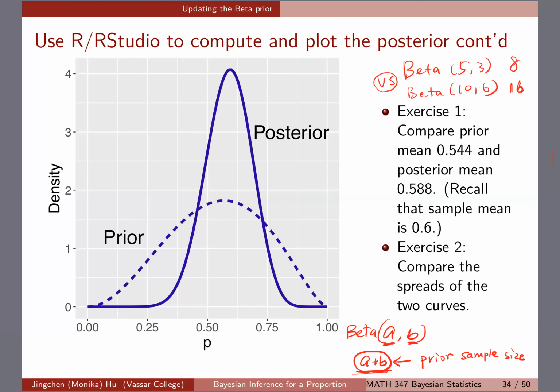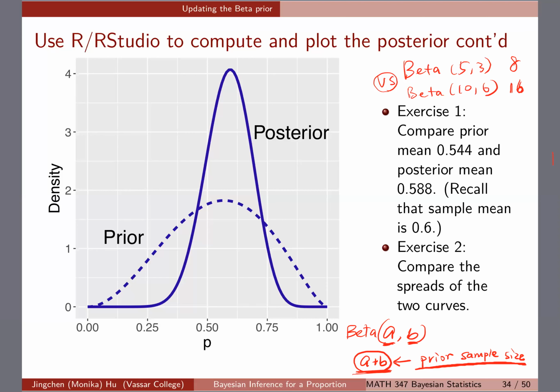The sum of A and B, we call it the prior sample size, and its value tells us the strength of our belief. If it's larger, even though I have the same 5-to-3 ratio, I have a stronger belief in this prior. If it's smaller, I have a weaker belief in the prior. Okay, does that answer the question?